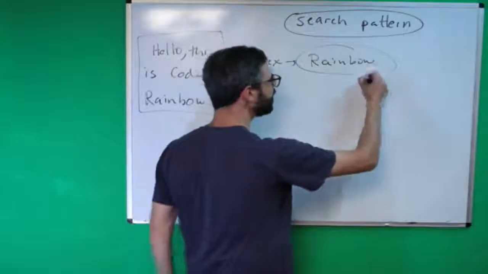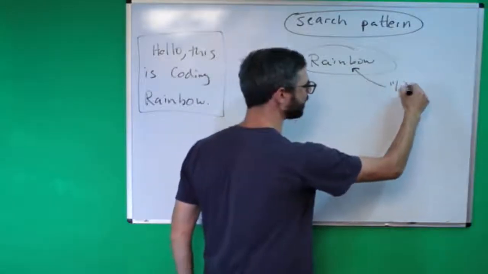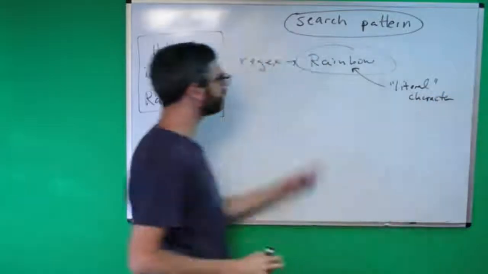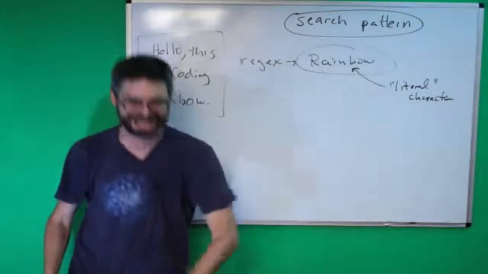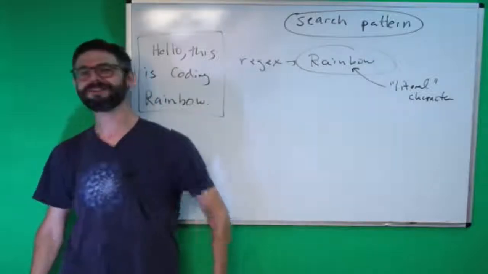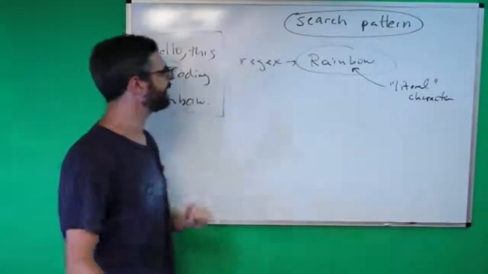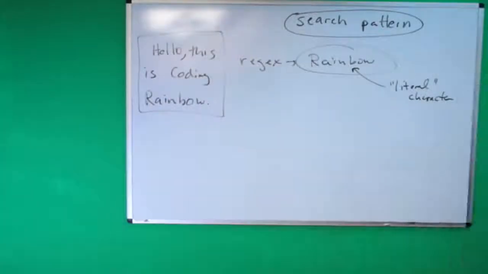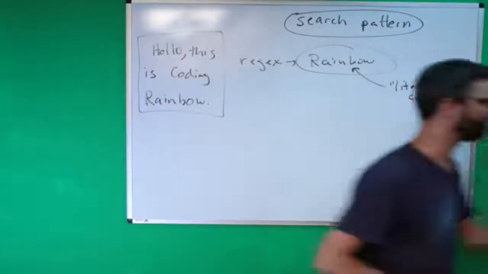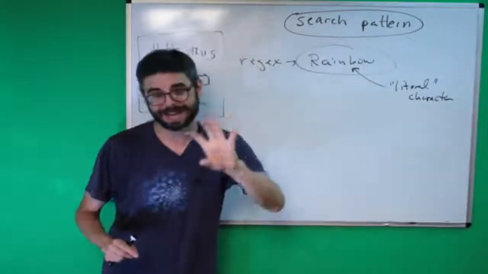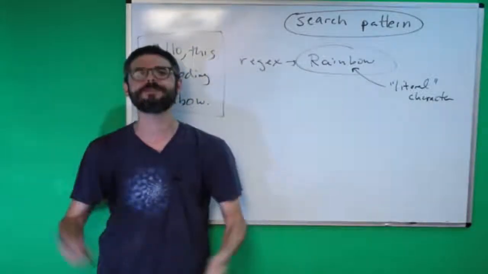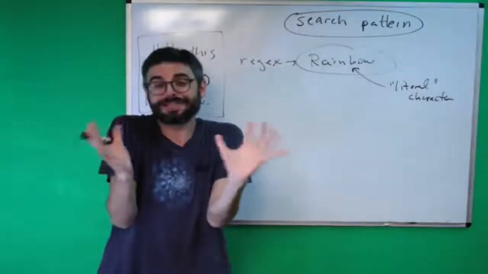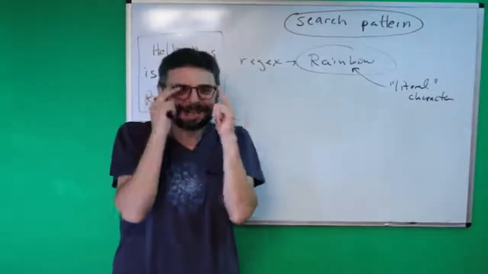In this case, each one of these characters is what's known as a literal character, meaning the pattern I'm searching for is literally the capital R followed by literally the lowercase a. You could imagine what would happen if I go over to a text editor, hit Command F, and type in rainbow: it'll highlight for me every time rainbow appears. Now, this in and of itself is not super powerful yet.